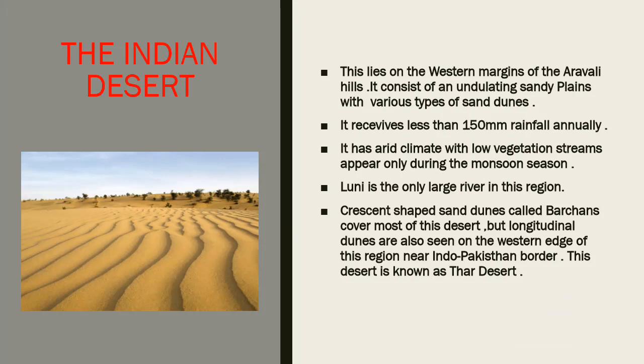Luni is the only large river in this region. Crescent-shaped sand dunes called Barchans cover most of these deserts, but longitudinal dunes are also seen on the western edge of this region near the Indo-Pakistan border. This desert is known as the Thar Desert.